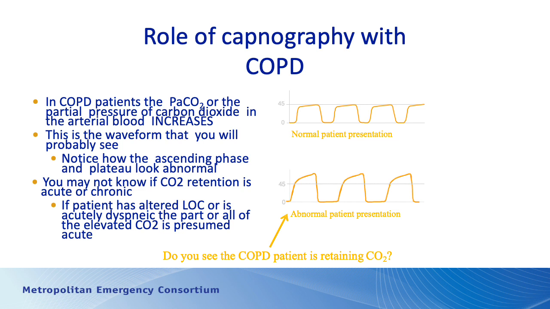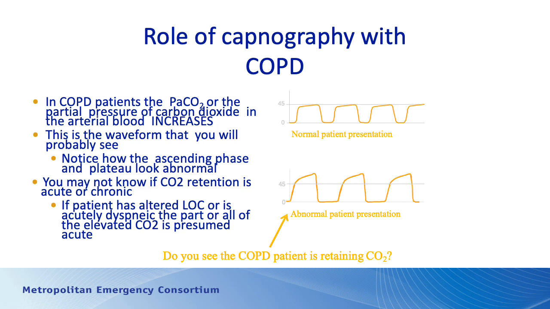And if we're worried about whether this retention of CO2 is acute or chronic, we can think about their mental status. If the patient is acutely decompensating, their CO2 level is 60, and they have an altered LOC, then they probably have acute hypercarbia or hypercapnia, acute retention of carbon dioxide, and we should be more aggressive in our interventions.